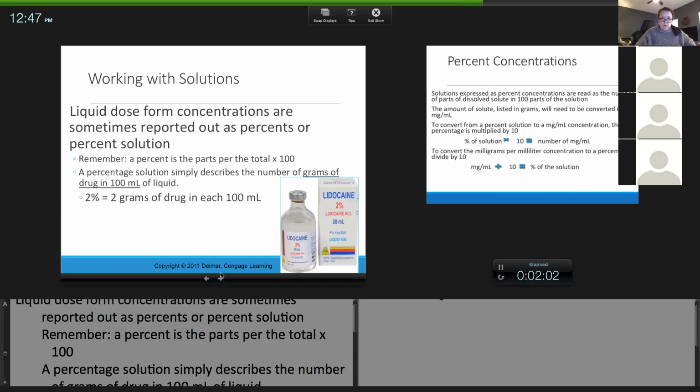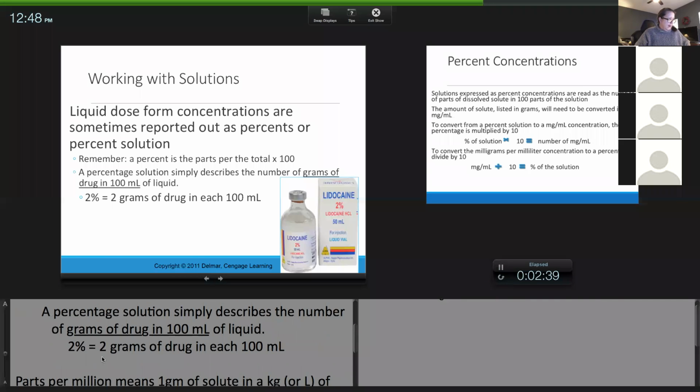Now, when you work with solutions, sometimes those come as a percent. If you were trying to make a solution of lidocaine, lidocaine is a 2% solution. And percent is how much of drug in 100% of that volume. So right now they're telling you in that bottle, there is only 2% of lidocaine in 100 mils, or in here, it's 50 mils of lidocaine. Okay, so remember, percent is always grams of drug per 100 mils. So I have 2 grams of drug per 100 mLs.